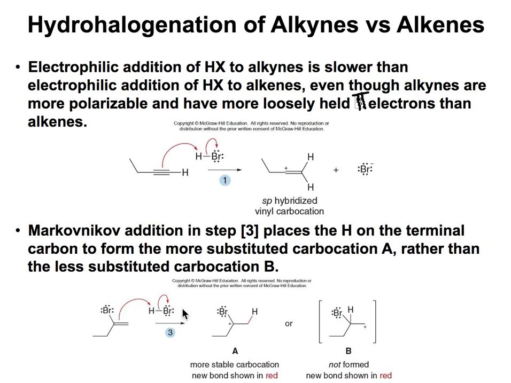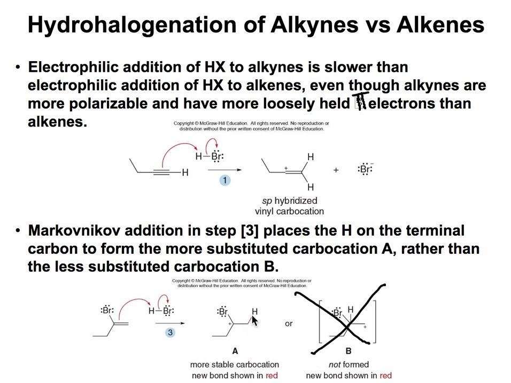Now this happens a second time, and so we have the double bond attacking the H, and then the Br leaves. We form the more stable carbocation and not the less stable carbocation. You see here we have, sorry, not the triple bond, the tertiary carbocation, and here we have the primary carbocation. Primary carbocations are very unstable, so that's why we will form the tertiary carbocation, right? So this is not formed.